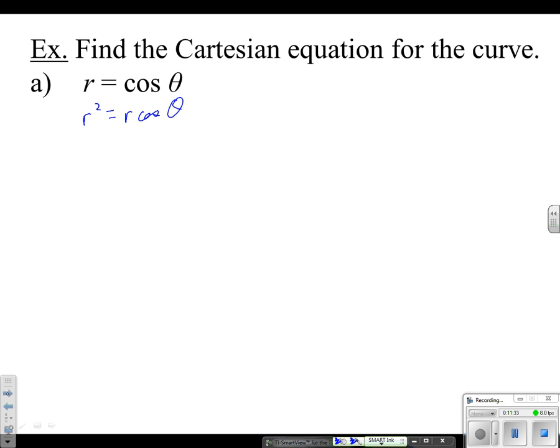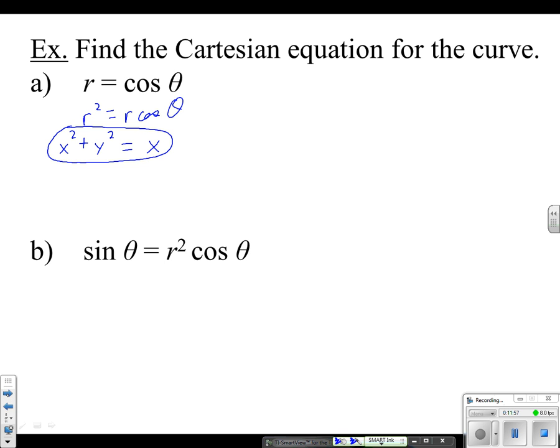I know that r squared is x squared plus y squared. And I know that r cosine theta is x. So as the problem was written, there was nothing I could do. But once I multiplied both sides by r, now I've made it so that both sides look like a formula that I know. Likewise for this one, sine theta equals r squared cosine theta.